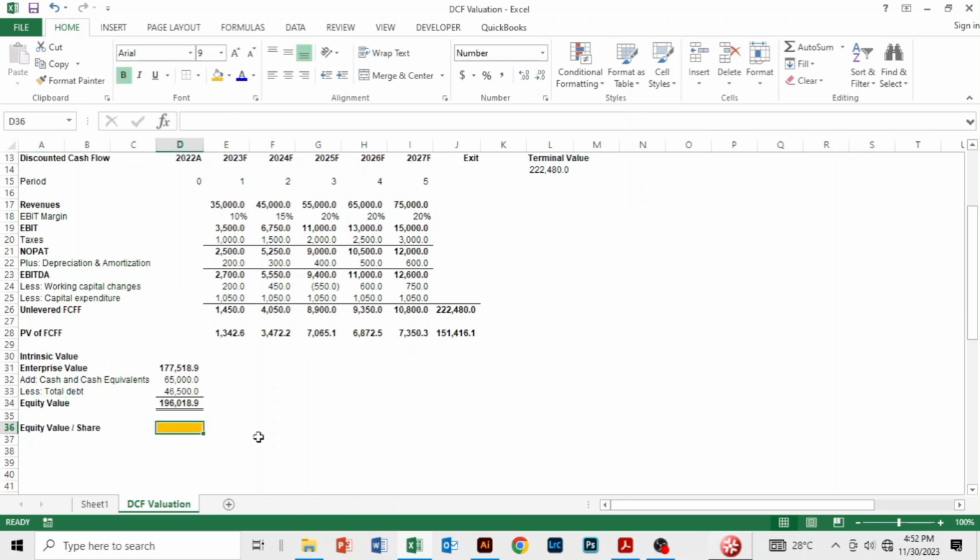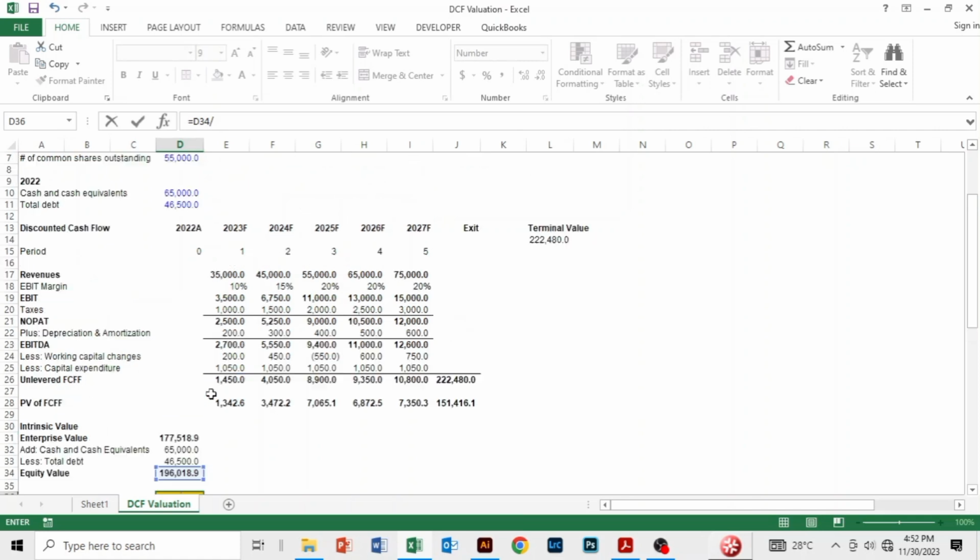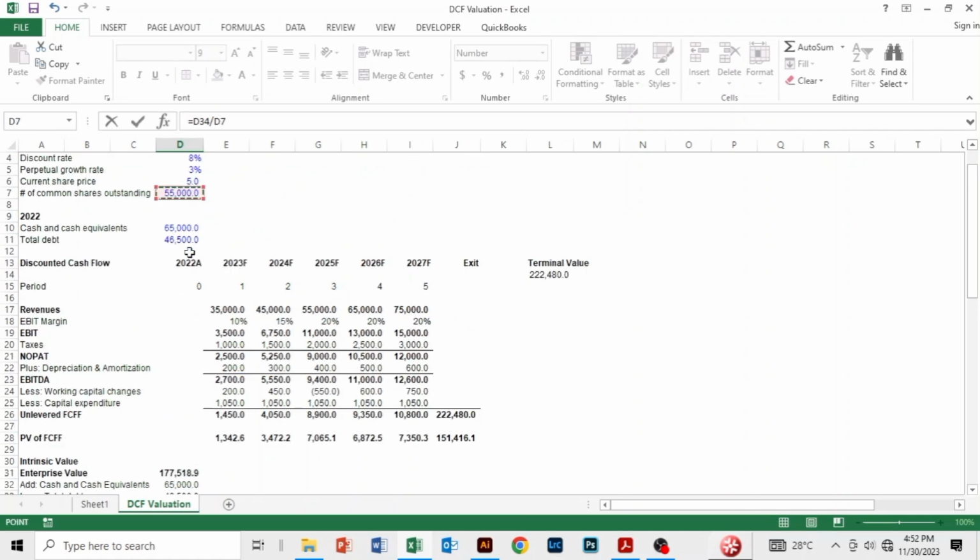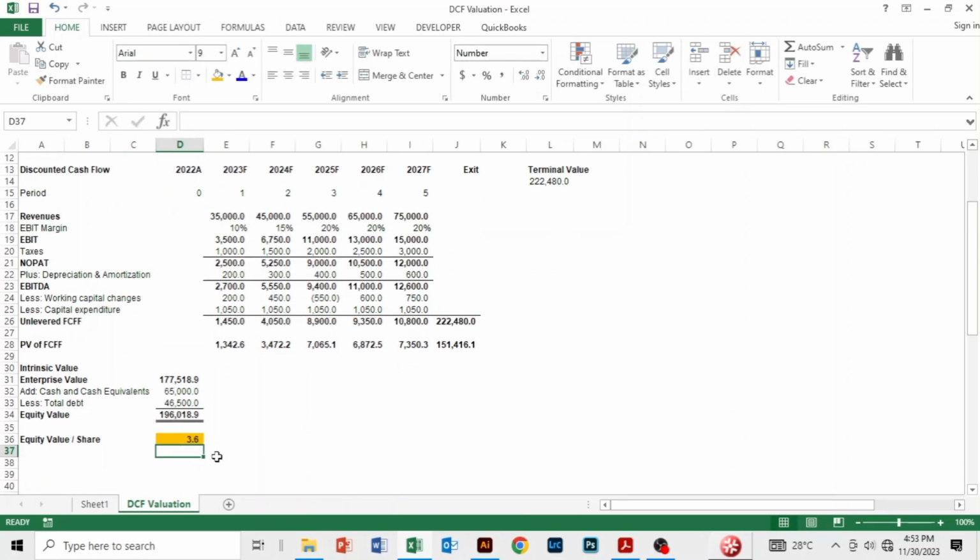So basically we can now see how much the company is worth. This is the value attributable to just equity holders, which is 196,018.9. Now we need to divide that to get the intrinsic value per share, or the equity value per share. So we take that figure here, and then we divide it by the number of common shares outstanding, and then we get an intrinsic value of $3.60.